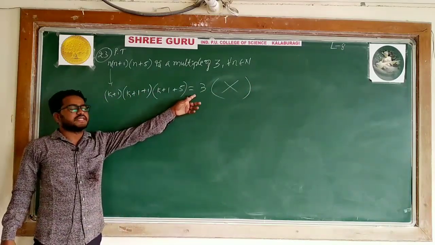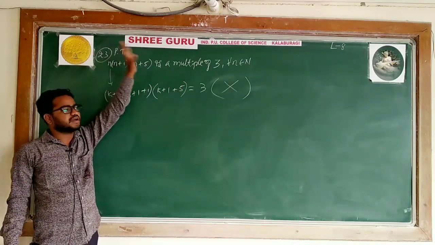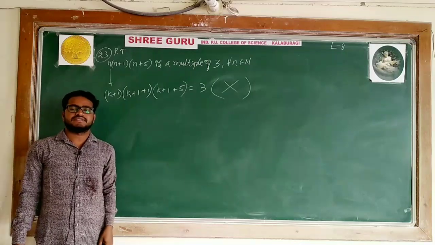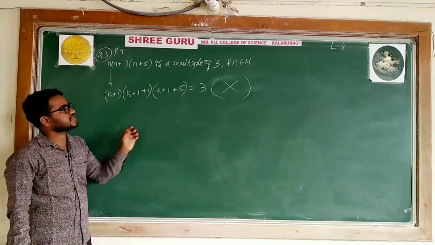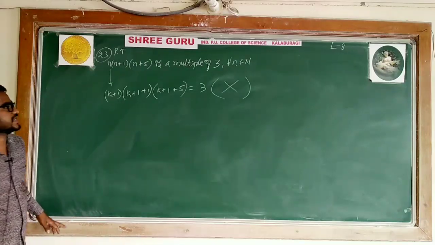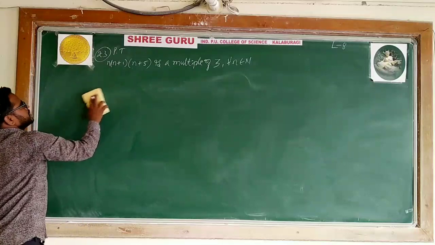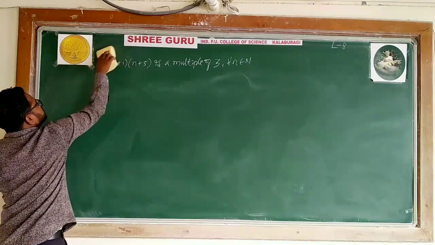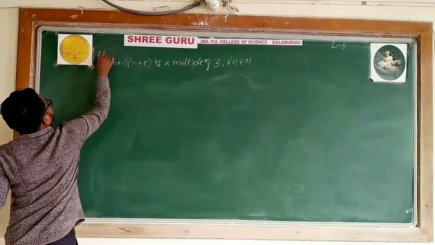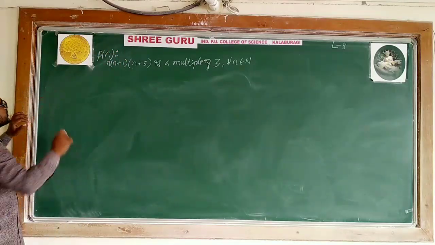Try to show that 3 is common for all the terms in the last case. Means in that case you can say that 3 is a multiple of this given LHS. Okay, I will prove this. Now, let P of n be the given statement. What is P of n here? This one.